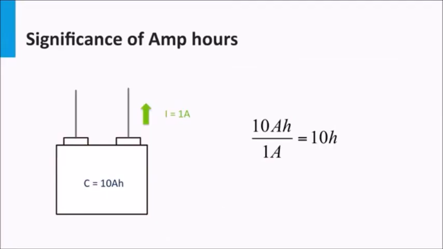If we take a brand new battery with a 10 amp hour capacity, it can theoretically deliver a 1 amp current for 10 hours at room temperature. Of course, in practice this is seldom the case due to several factors, as we will see later.